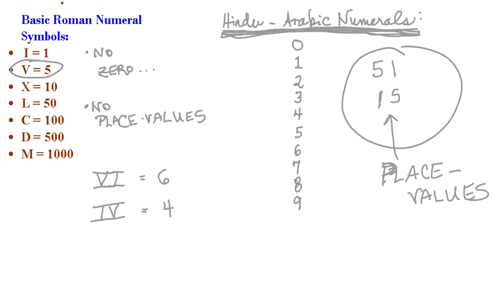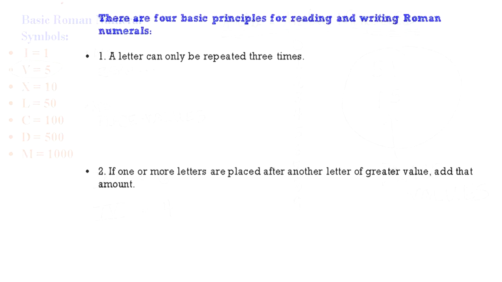So, since we have no place values for the Roman numerals, we have to have a certain set of rules that will govern the way we create the numbers in the Roman numeral system. Let's have a look at the first 2 rules. Rule 1, okay, a letter can only be repeated 3 times. Let's look at just the number 3.